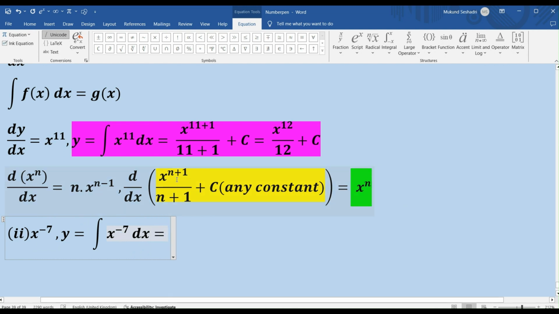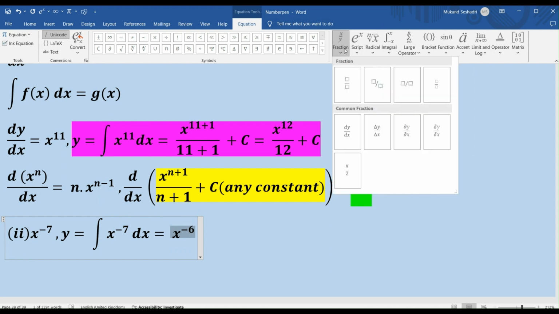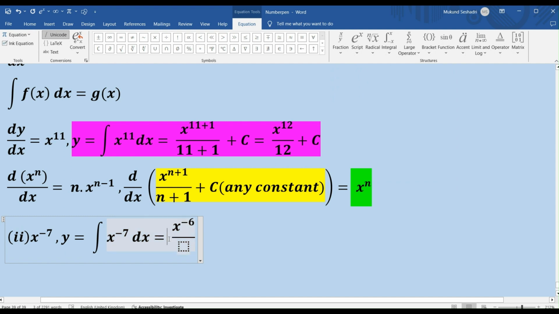So again, I apply the formula I have above, x to the power n plus 1 divided by n plus 1. And what is my n here? My n is minus 7. x to the power minus 7 plus 1, which becomes minus 6, whole divided by n plus 1, which is again minus 7 plus 1, which is minus 6, right? So I'll pull out my minus sign. This is what I have as my answer to the second problem: minus x to the power minus 6, the whole divided by 6, plus c, right?